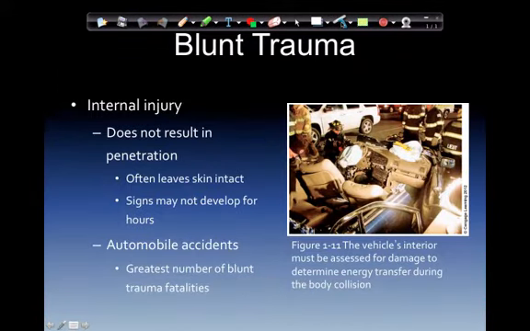Blunt trauma. Internal injury. Does not result in penetration, often leaves skin intact. Signs may not develop for hours. Automobile accidents cause the greatest number of blunt trauma fatalities. Figure 1.11 in your book. The vehicle's interior must be assessed for damage to determine energy transfer during the body collision. So if we have intrusion into the vehicle, that means that whatever hit the outside of that vehicle and intruded into it, all the energy was delivered into the patient. That would be a high mechanism of injury.